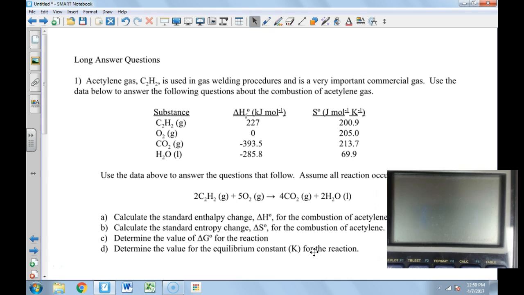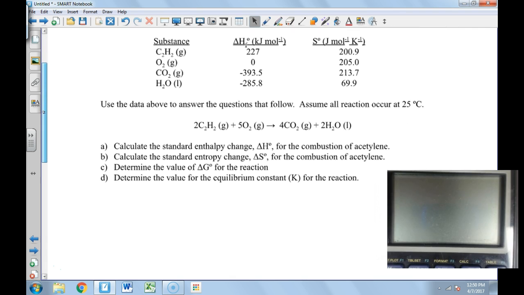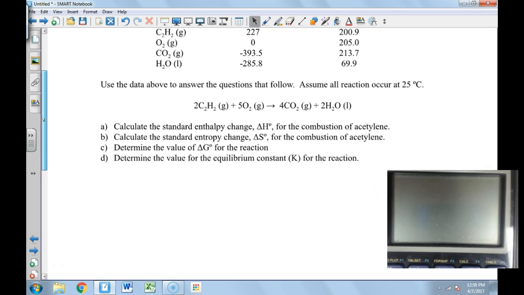But then we want to calculate the delta H, the delta S for the reaction, the delta G, and the equilibrium constant. So in these cases, all of these are dependent on the reaction and doing products minus the reactants. Products minus the reactants. So let's just double check that everything is balanced. There's 4 carbons, 4 hydrogens, 10 oxygens, 10 oxygens. Everything's balanced.